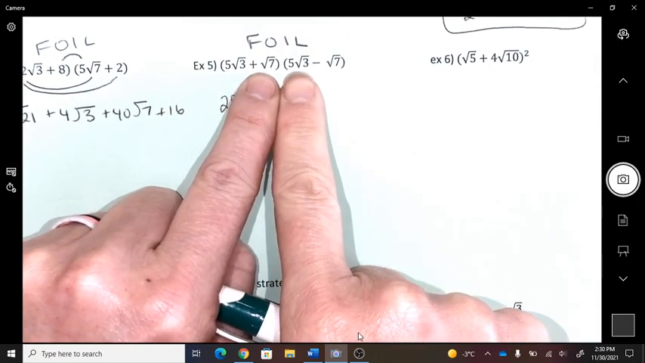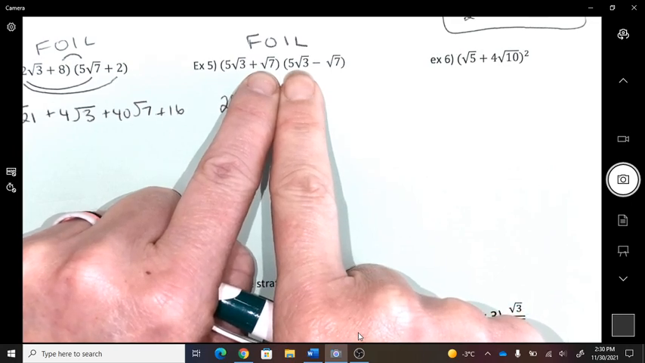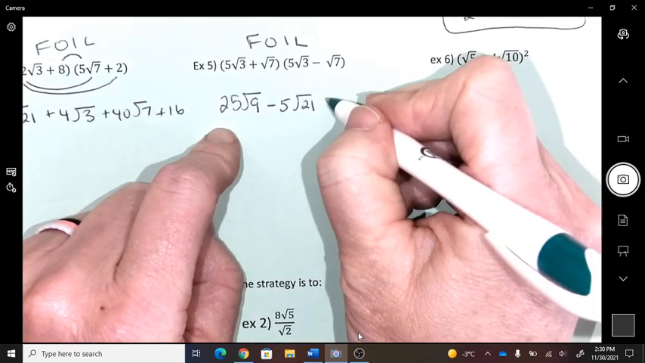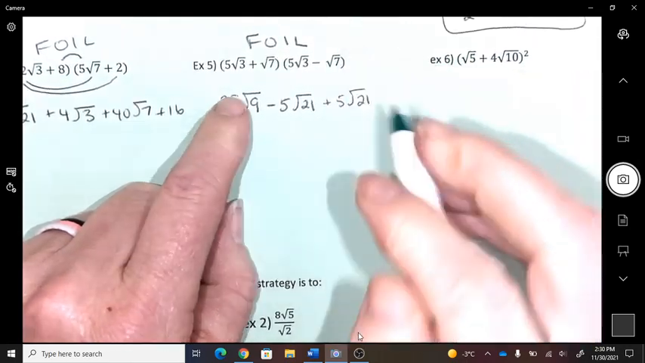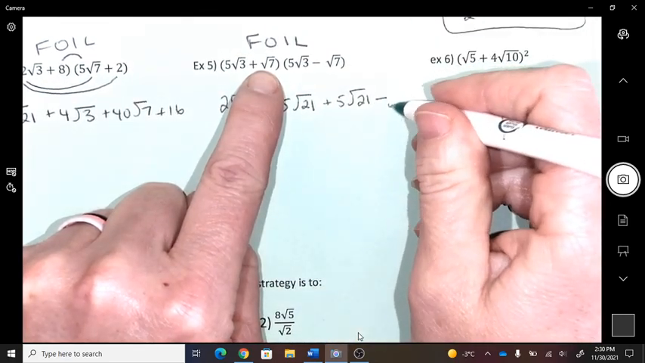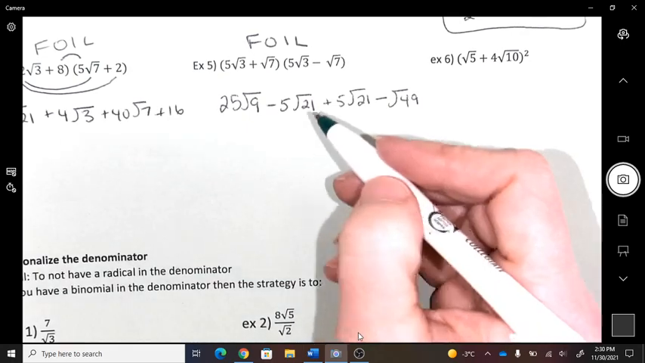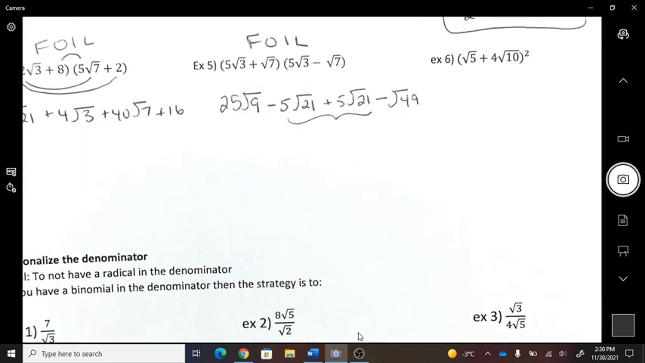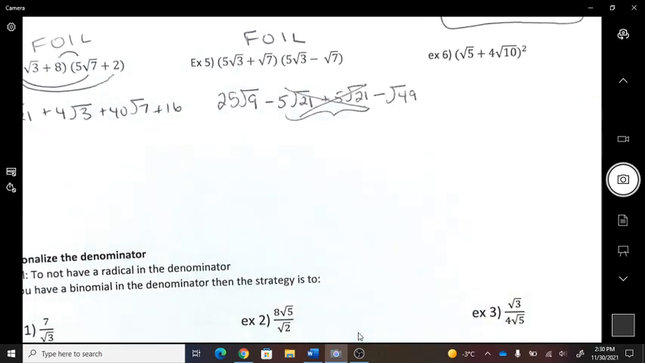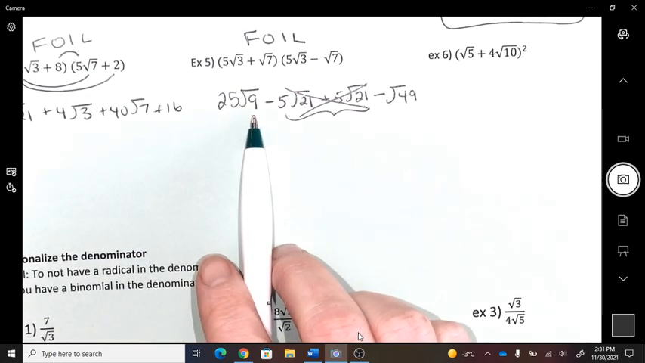Insides. Whole number plus 5 root 21. Last, subtract root 49. Okay. Anybody know what happens here? It cancels out. It makes 0, right? What could I do differently with a root 9?